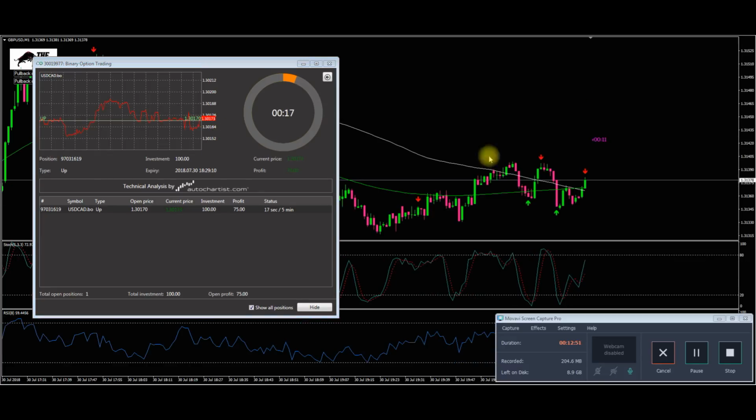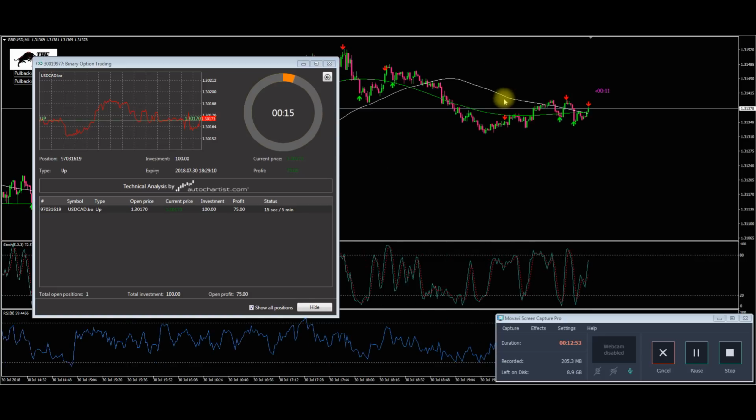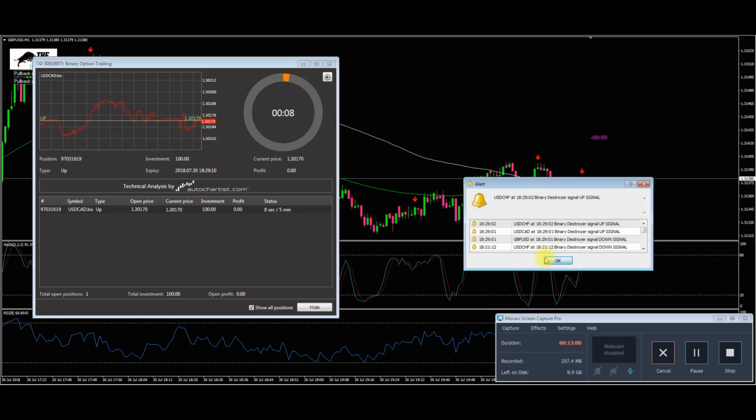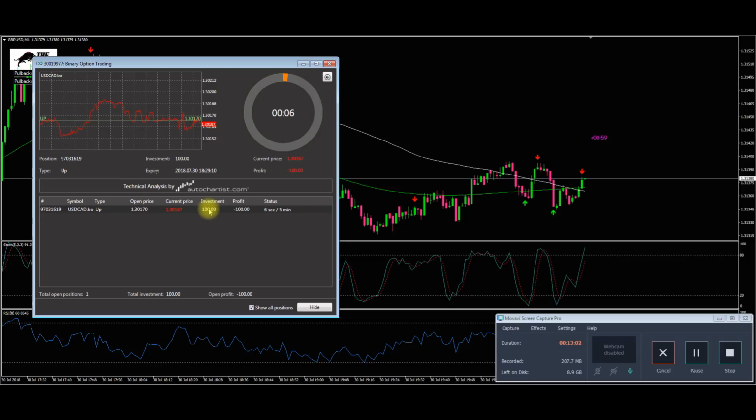But can you see a perfect example here? You would think that's a downtrend, but look at the. Oh, come on, come on, come on. 4, 3, 2, 1.